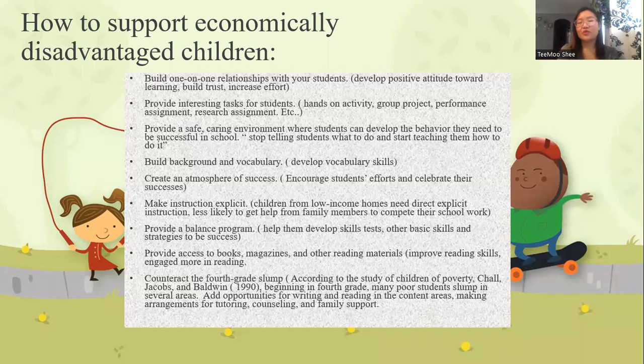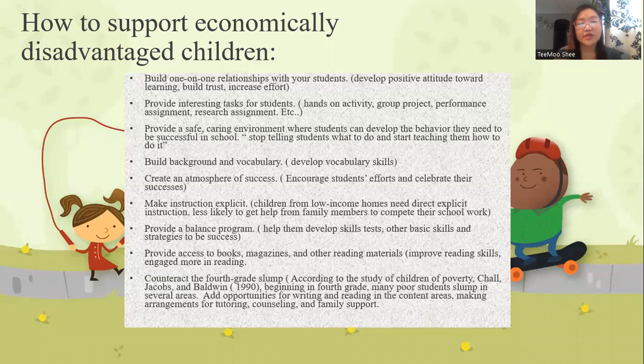Children from low-income homes need direct, explicit instruction. These children are less likely to get help from family members to complete their schoolwork, because sometimes the parents or guardians have to work overtime and are too tired to help them. So as a teacher, we need to provide them with explicit instruction to help them succeed.